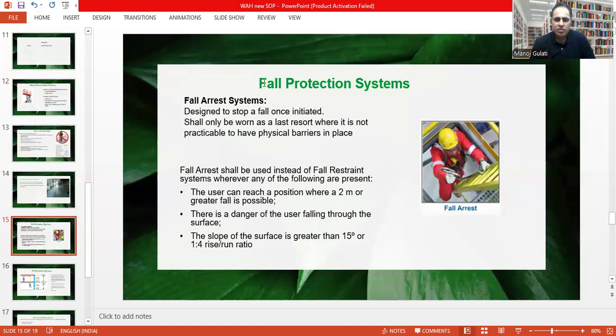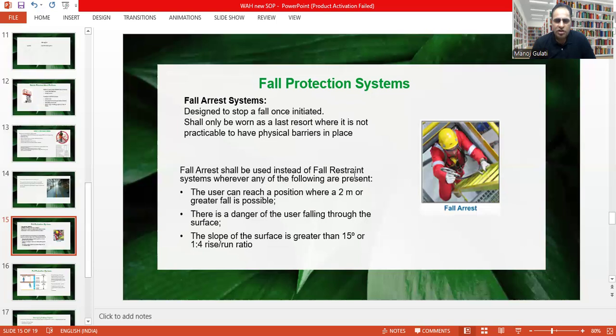Now the fall protection system. As we covered in our previous videos, work at height involves the risk of fall hazard. So it is very important that we use a proper fall protection system while working at height. Fall protection should be designed to stop a fall once initiated, and it should be worn as a last resort where it is not possible to have some physical barrier. If you are not able to provide a physical barrier, these kinds of fall protections, which we also call safety lanyards, should be used.